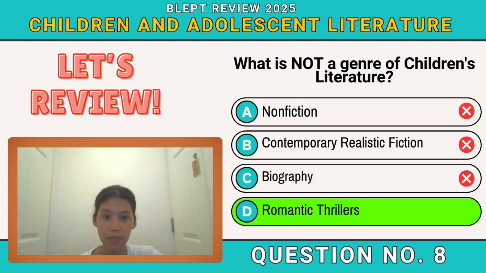Romantic thrillers are typically geared towards older, more mature audiences. Letter A, nonfiction. It presents factual information about the world. Letter B, contemporary realistic fiction. It is a fictional story set in modern times with events that could possibly occur. And letter C, biography, works that describe the life of people.